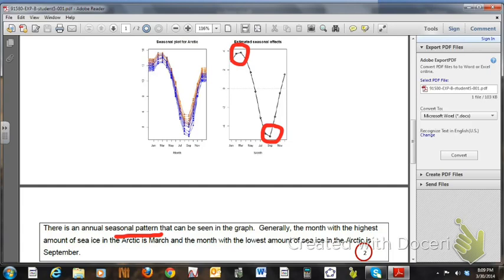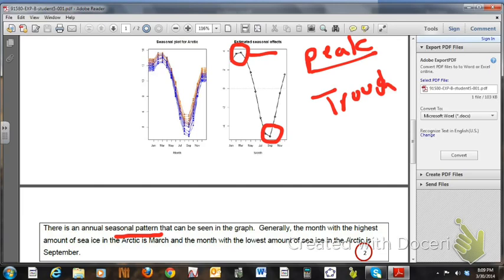There is a seasonal pattern. There is obviously a very consistent one here. Generally, the month with the highest amount of sea ice in the Arctic is March. So you identify the peak, the highest seasonal effect during March. The highest amount, the peak, is in March. And the month with the lowest amount of sea ice, the trough, is in September. So that's all you have to do.